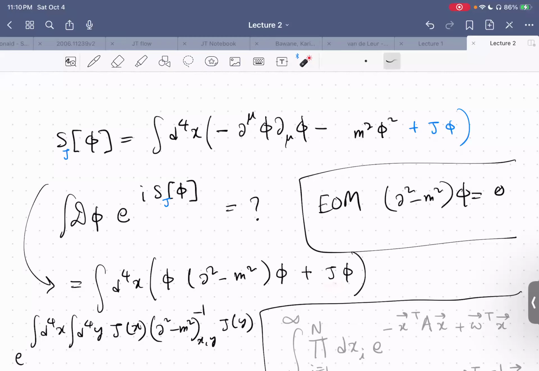I'm also setting this extra term j, which is called the source, by the way, to 0 as well. So the point is that with a quadratic action, your equation of motion is linear. And the property of a linear differential equation is that the sum of two solutions is another solution.